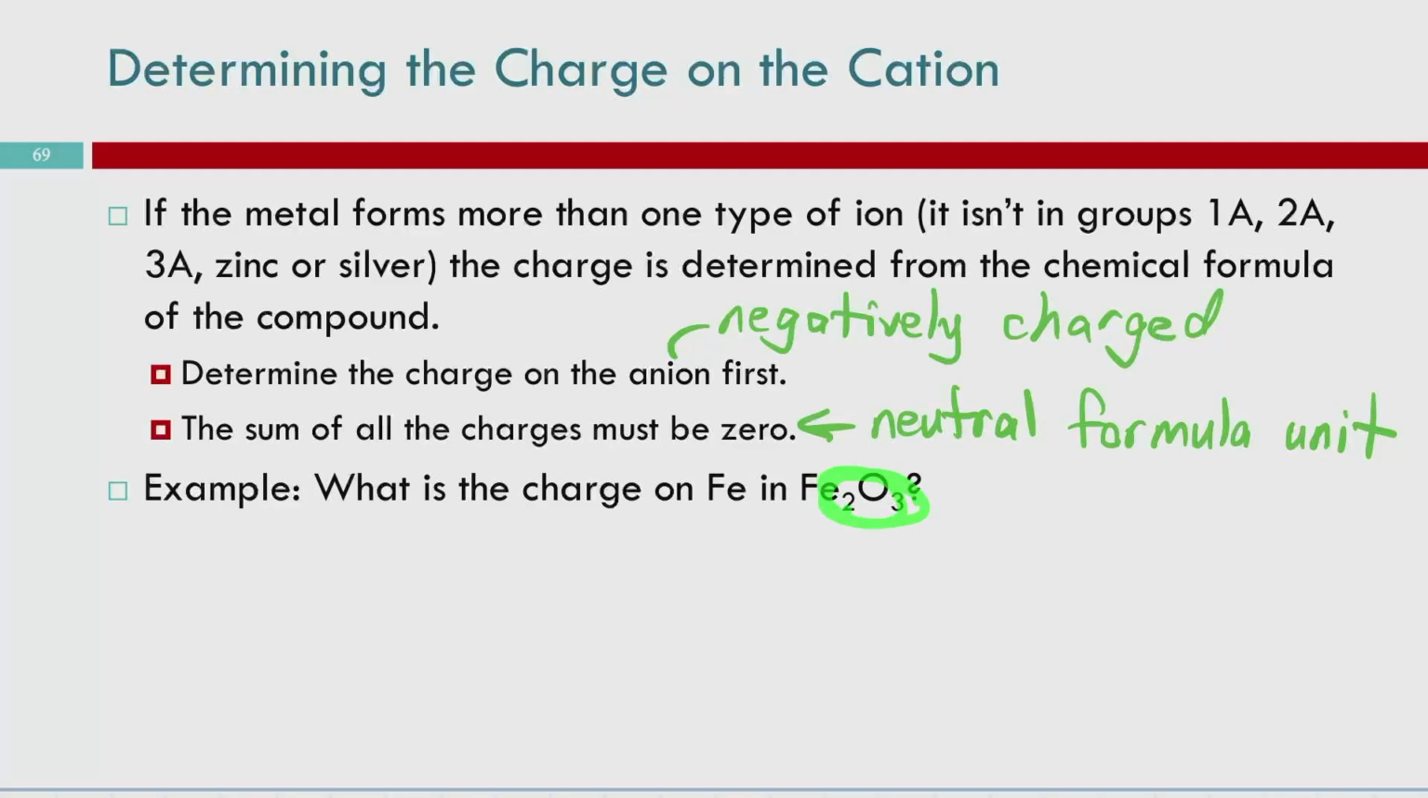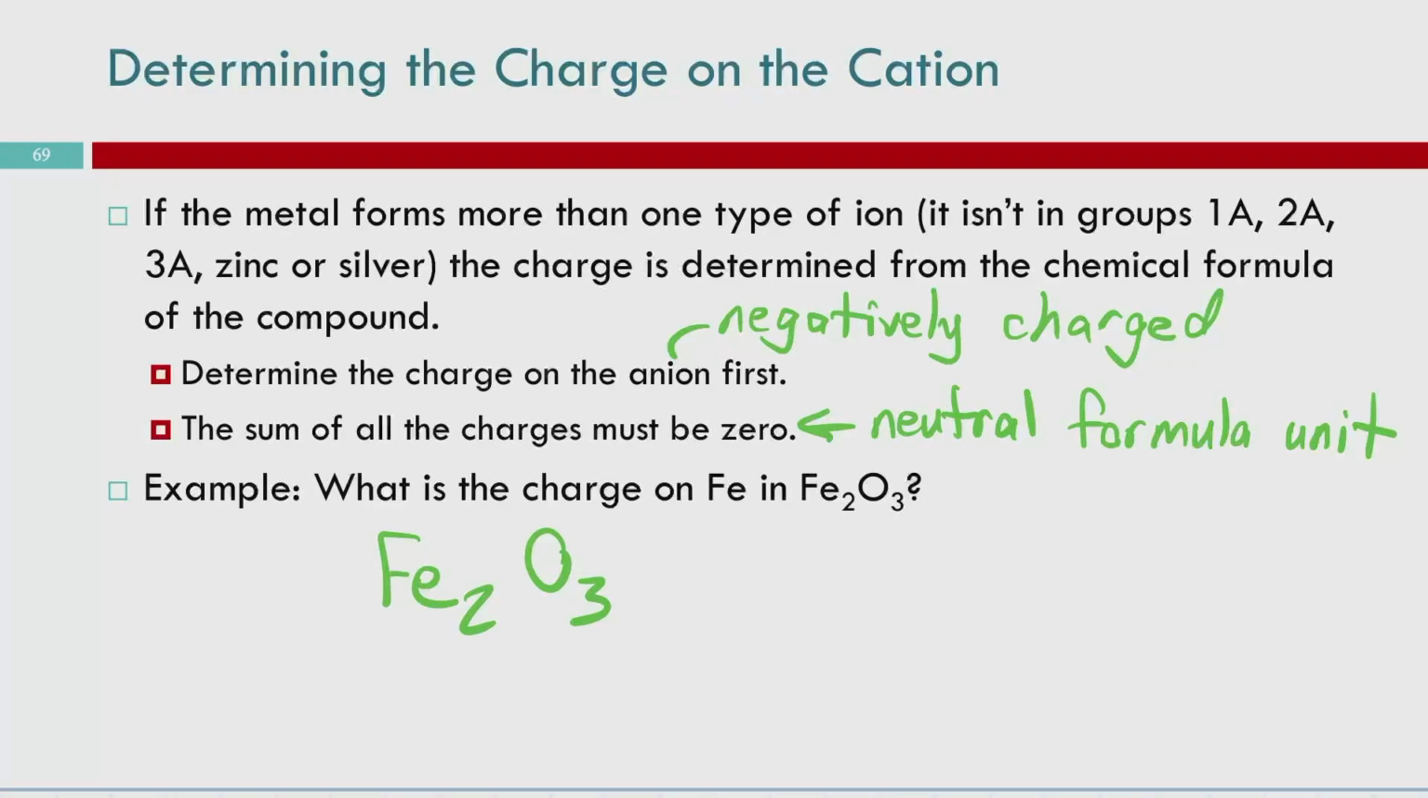So if you had, for example, if we had 2 and 4 here somehow, we would have to simplify that down to 2 or 1 and 2. 2 and 3 works though. We can't simplify those numbers anymore. So if we're looking for the charge on Fe, that's iron, in this compound, Fe2O3, the first thing we want to do is figure out what's the charge on oxygen.